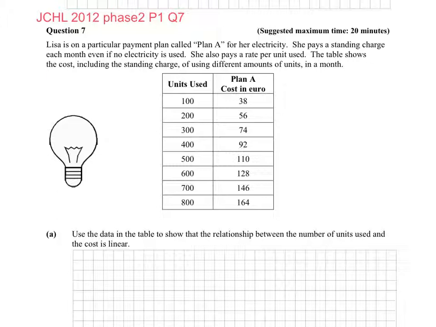We have our units used going up in hundreds, so it's 100, 200, 300. So it's important to appreciate that it's not 1, 2, 3, 4, 5, but it's 100, 200, 300, 400. And we'll come back to that a little bit later on probably. And then our values for Plan A in terms of costs, we're adding on how much? You're adding on 18 each time to get to the next number.